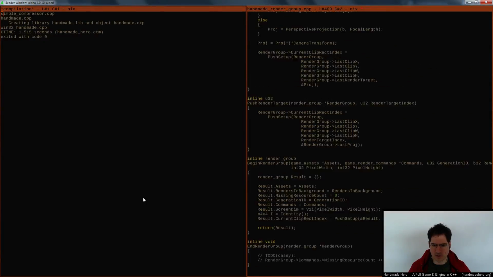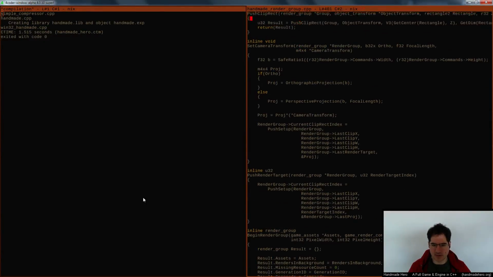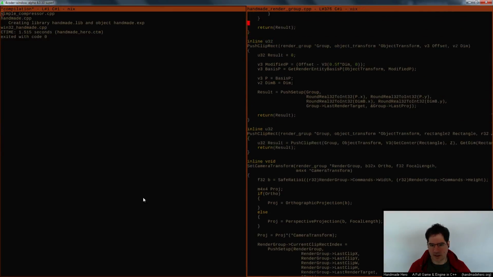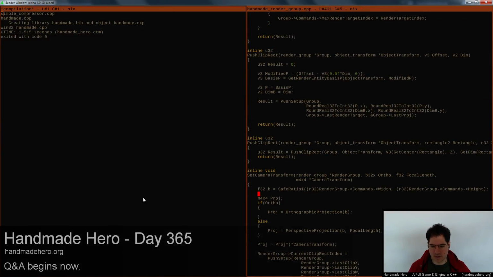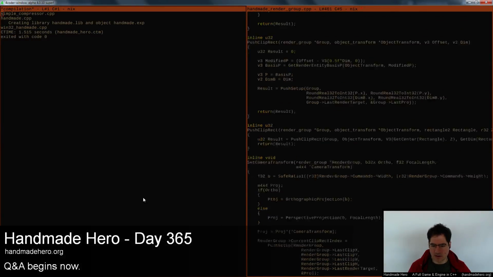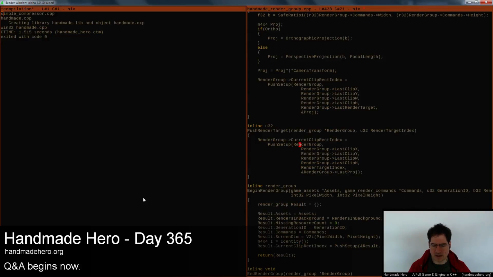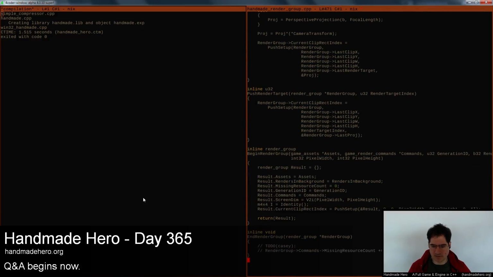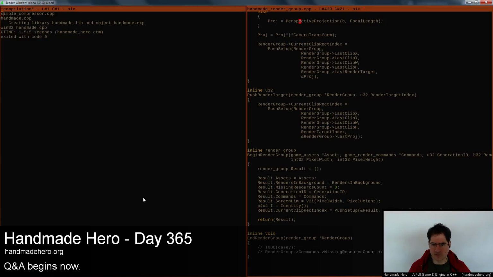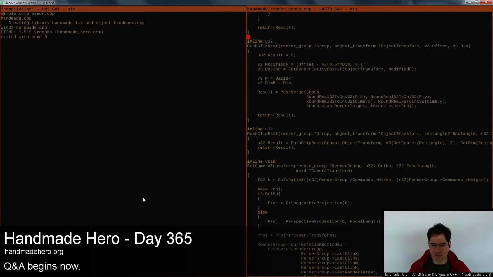We can go down here to when we actually set our camera transforms. When we set our camera transforms, we can take those camera X and Y's and actually use those to set up what we actually want to do. So in here, when we do our set camera transform, I want to take a look at who is calling that at the moment.